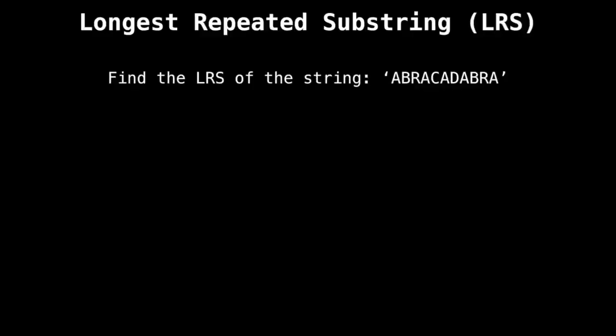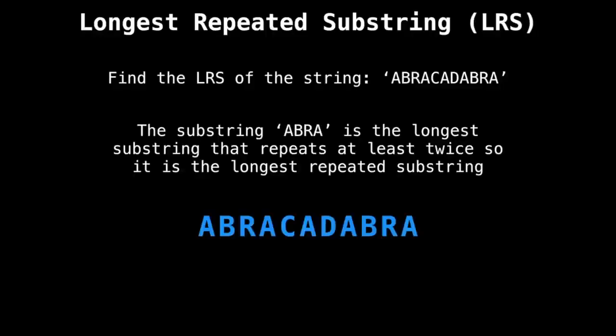Let's do an example. What is the longest repeated substring of the string abracadabra? Feel free to pause the video and figure it out yourself. The answer is the substring abra, which is the longest substring that appears at least twice in the string. So we call it the longest repeated substring. Here you can see the first instance of abra on the left. And now you can see the second repeated instance of abra on the right.